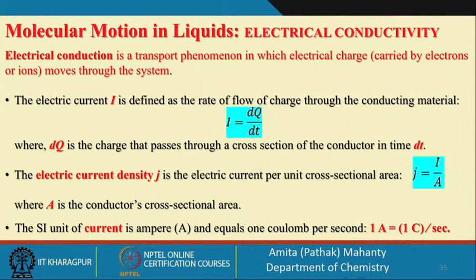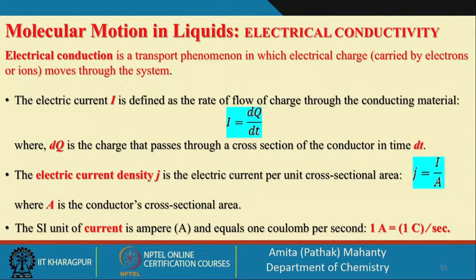What we are seeing here is the movement of ions, and these are charged ions. So, this is a transport phenomenon where electrical charge is carried by the ions or electrons moving through the system. So, there is a charge transfer associated when we have the transport. The ions are moving, and what are they transporting? They are transporting from one point to the other some amount of electric charge.